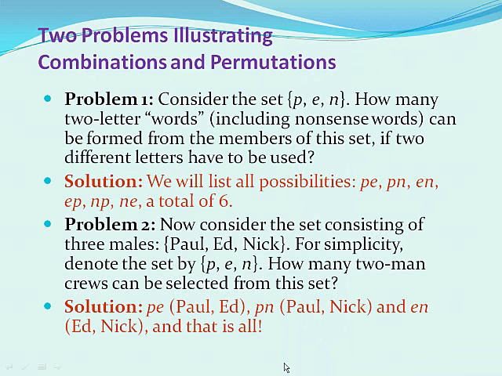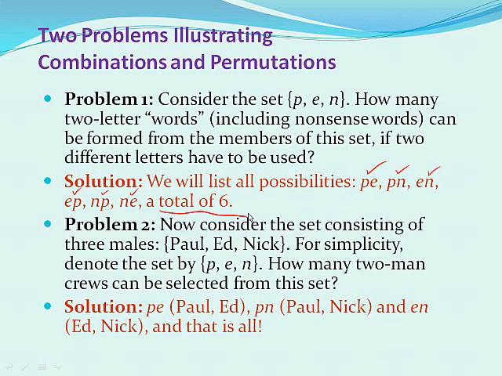Here are 2 problems illustrating combinations and permutations. Problem 1. Consider the set P, E, N. How many 2-letter words, including nonsense words, can be formed from the members of this set if 2 different letters have to be used? So we are going to list all the possibilities. We are allowed to take only 2 letters. So we can have PE, PN, and then you can have EN, EP, and then you can also have NP, NE. This is a complete listing. So there is a total of 6 possibilities.